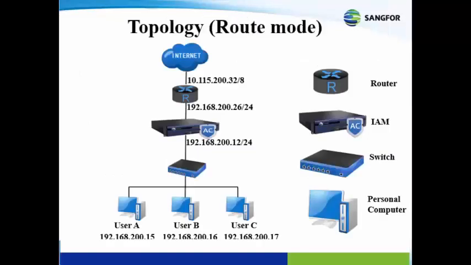This is an example of network topology deployed in route mode. The local area network in this topology refers to user A, B, and C. IAM is deployed between switch and router. Its role is to authenticate and authorize user access to websites in the internet. Besides, it is also responsible to block all relevant websites declared in access control of IAM.